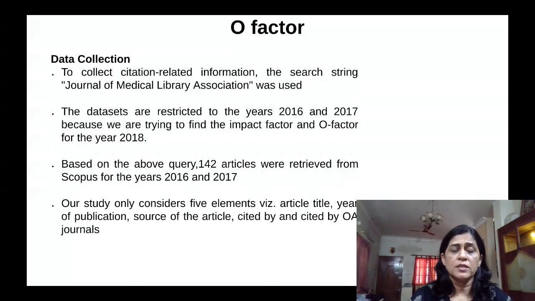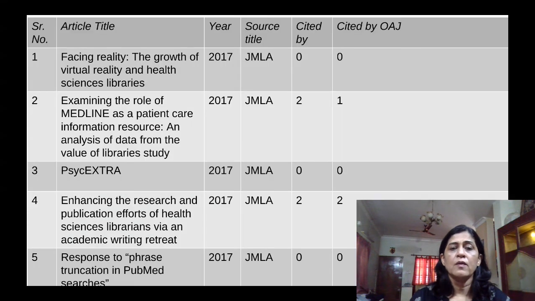To collect citation-related information, the search string Journal of Medical Library Association was used. The data sets are restricted to the years 2016 and 17 because we are trying to find the impact factor and O factor for the year 2018. Based on the above query, 142 articles were retrieved from Scopus for the years 2016-2017. Our study only considers 5 elements: article title, year of publication, source of the article, cited by OA journals. The data looks something like this.